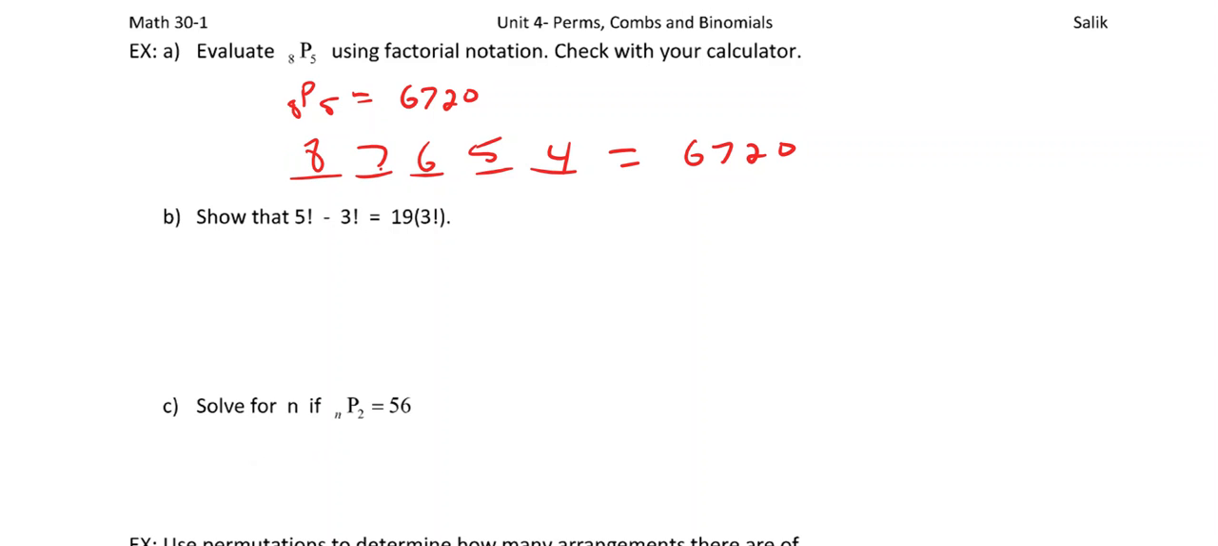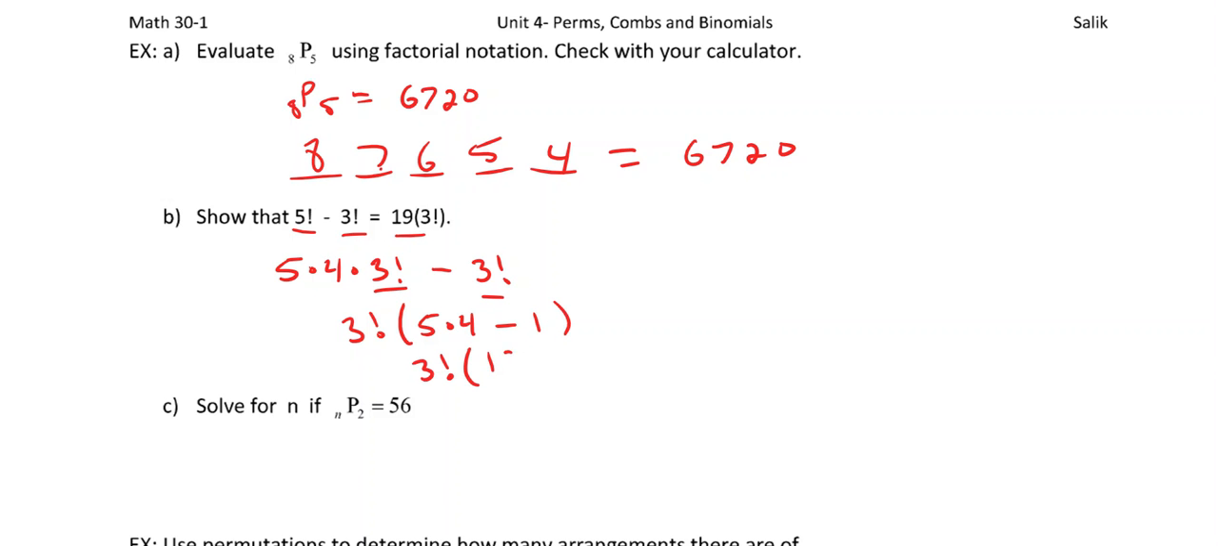Okay, so now, just kind of playing around with some factorials here. Let's show that 5 factorial minus 3 factorial is actually the same thing as 19 times 3 factorial. So how we're going to do this is I'm going to take the first one here, this 5 factorial, and I'm going to write this as 5 times 4 times 3 factorial. And then it's going to be that minus 3 factorial. So now, what if I just factored a 3 factorial out of this whole thing? This would be the same thing as 3 factorial times 5 times 4 minus 1, which would be the same thing as 3 factorial times 19, or 19 times 3 factorial.